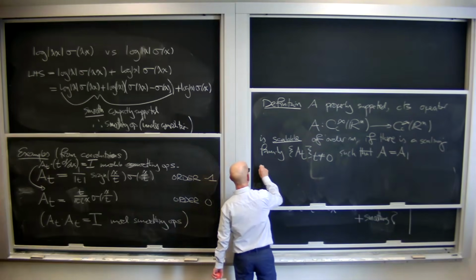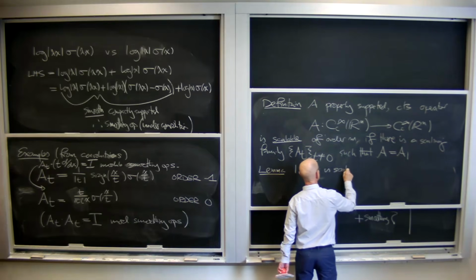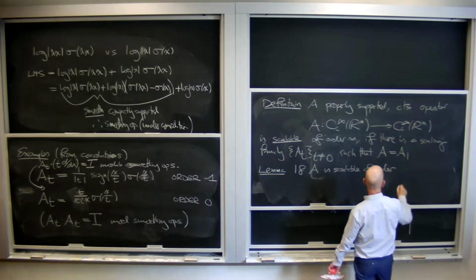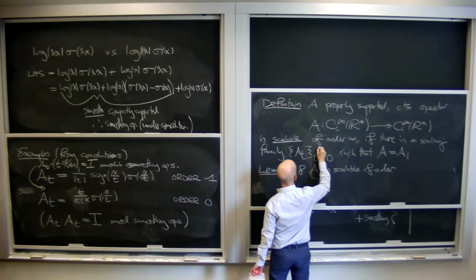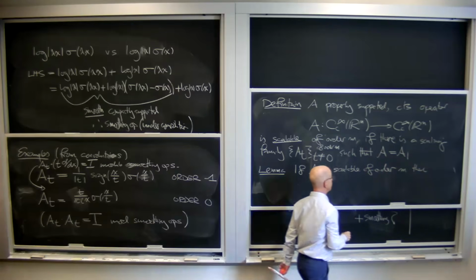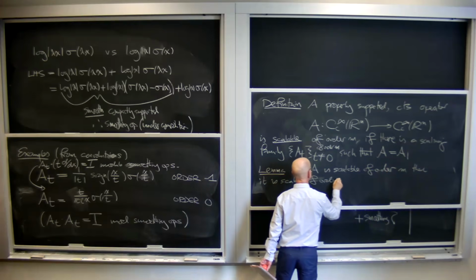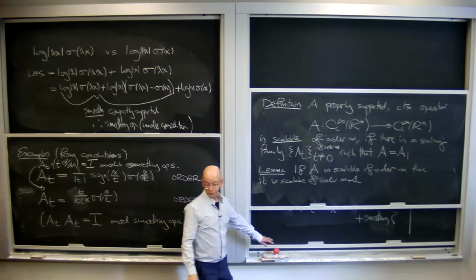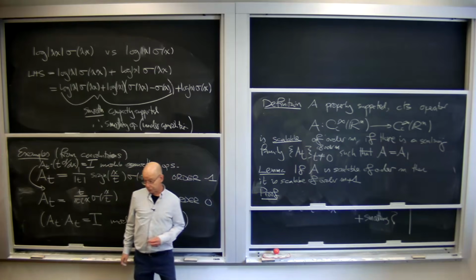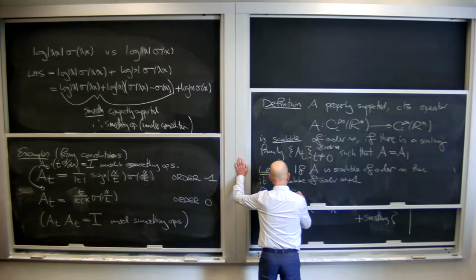There's a little lemma which goes with this, which is that if A is scalable of order m, if there is a scaling family, of course, of order m, then it's also scalable of order m plus 1. And therefore m plus 2, m plus 3, and so on. In order to prove this, I have to construct a scaling family of order m plus 1 from a family of order m. And that's easy.